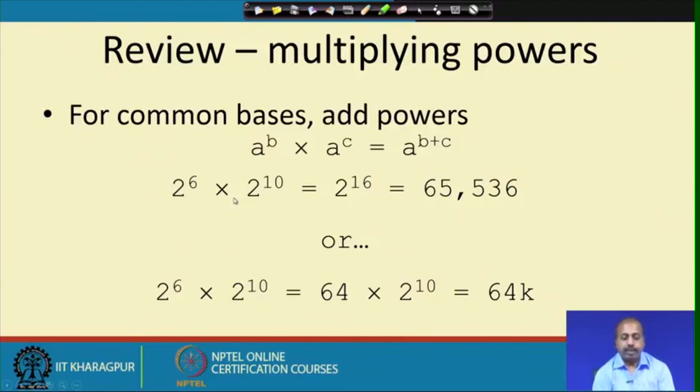Some common rules: for common bases we can add the powers. If you are multiplying a to the power b and a to the power c, we can add the powers, so we get a to the power b plus c. So, 2 power 6 into 2 power 10 is 2 power 16, or 65536. Or, say 2 power 6 into 2 power 10 is 64 times 2 to the power 10. So, I can either convert it like this and say it is 64 k, or visualize it as 65536. Okay. So, we say that it is 64 k, whereas the actual value is 65536.